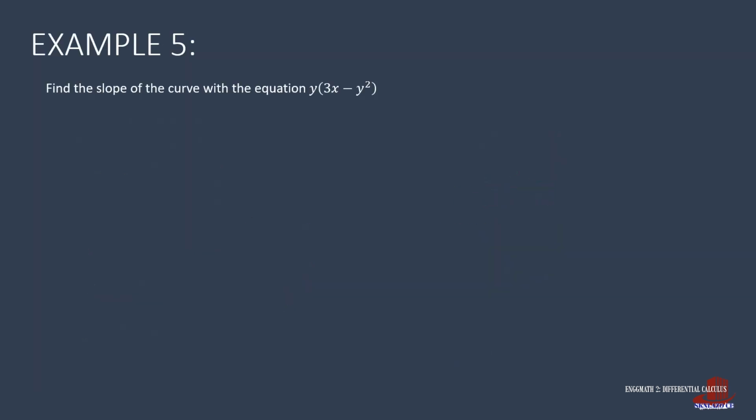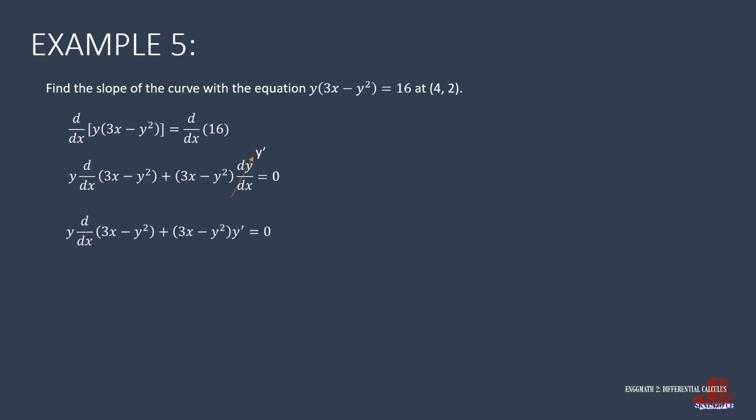For the fifth example, we are to look for the slope at point 4, 2 on the curve described in the equation y multiplied by 3x minus y squared is equal to 16. Apply d with respect to dx for all terms. And note that we need to employ product rule on the left side of the equation, and that is using the first term y times the derivative of the second term 3x minus y squared plus the second term 3x minus y squared times the derivative of y with respect to x. This whole expression is equated to the derivative of 16, and that is 0. dy all over dx is taken as y prime to simplify the second term.